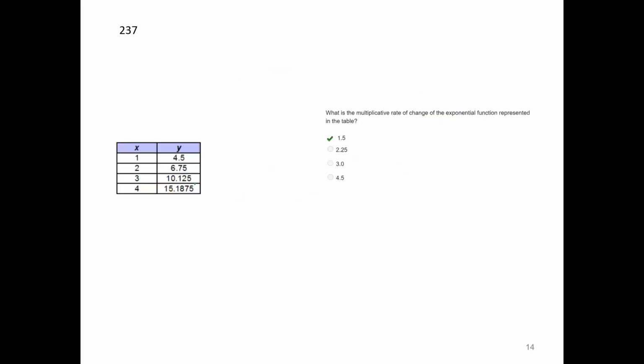All right, number 237. Okay, so what is the multiplicative rate of change of the exponential function represented by this table? Ooh, keyword is, I'm sorry, multiplicative rate of change. I'm just gonna underline that right there.